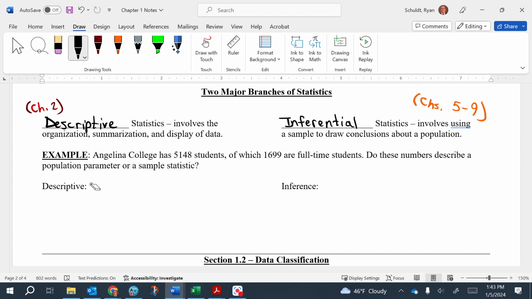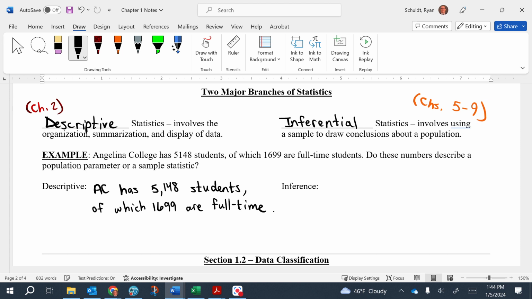So what can we do as far as descriptive stats goes? Well, how many students does AC have? Okay, so AC has 5,148 students. And then what else do they tell us to describe the data? Yep. Of which 1,699 are full-time. So they really already did that work for us.